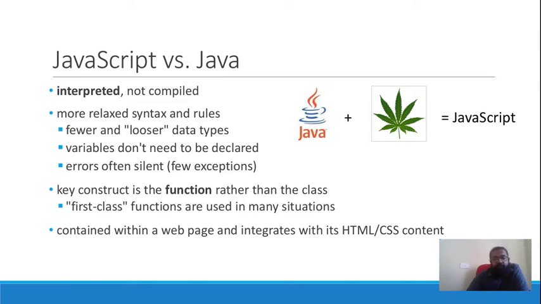JavaScript is an interpreted programming language, and it is not a compiled programming language. It has a more relaxed syntax and rules. It has fewer and looser data types, which means that it is not strongly typed. So you don't have to specify the data type, and you don't have to declare the variables, just like how you do it in Python. You don't have to declare the variables, but in Java you have to. And errors are often silent, with few exceptions.